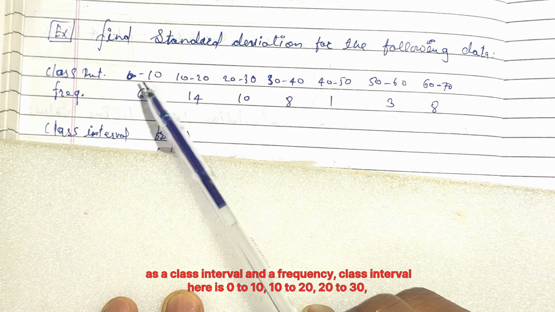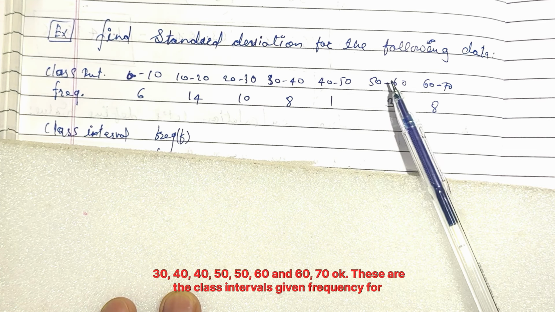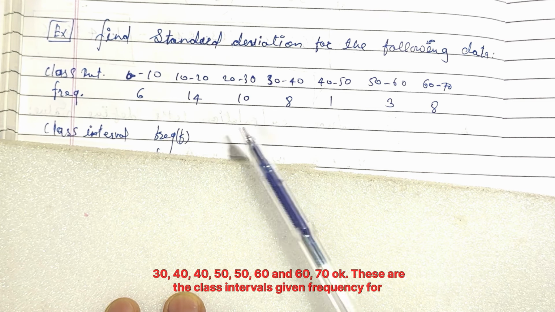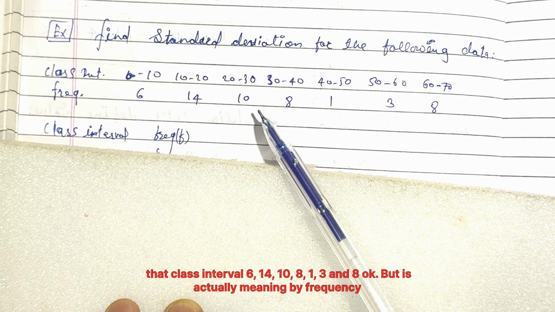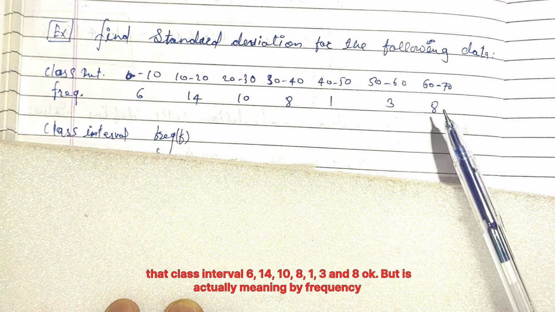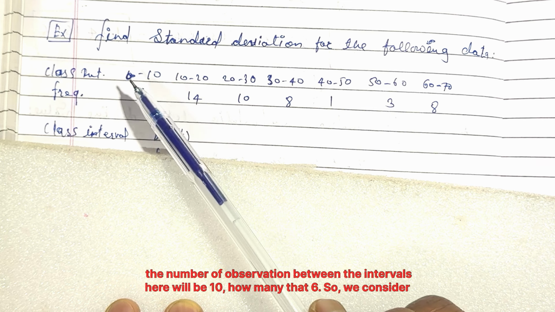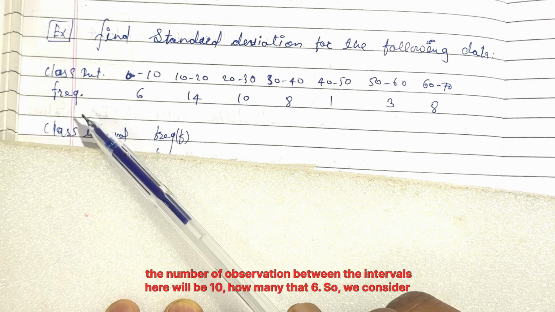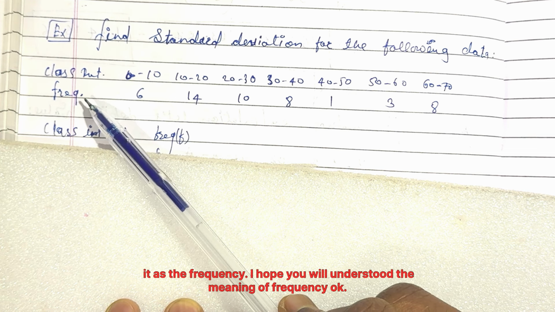The class intervals are 0 to 10, 10 to 20, 20 to 30, 30 to 40, 40 to 50, 50 to 60 and 60 to 70. The frequencies for these class intervals are 6, 14, 10, 8, 1, 3 and 8. What does frequency actually mean? It is the number of observations in the interval 0 to 10. How many are there? 6. So we consider it as the frequency. I hope you have understood the meaning of frequency.